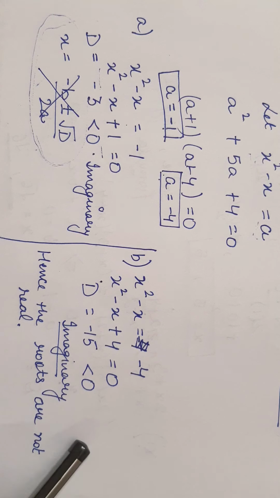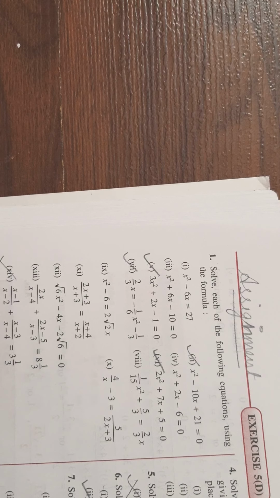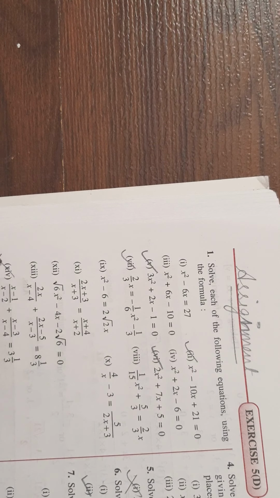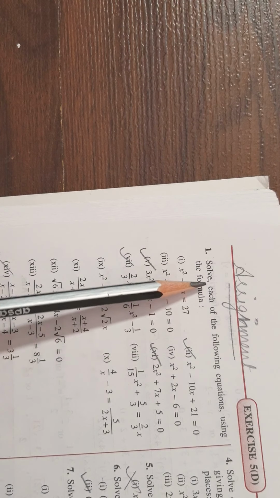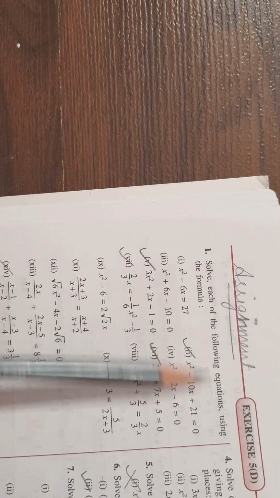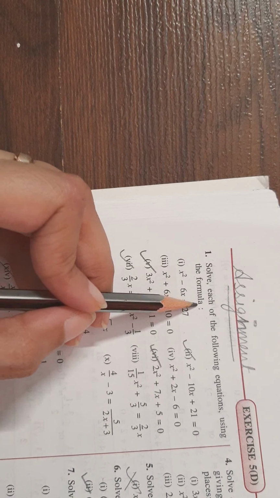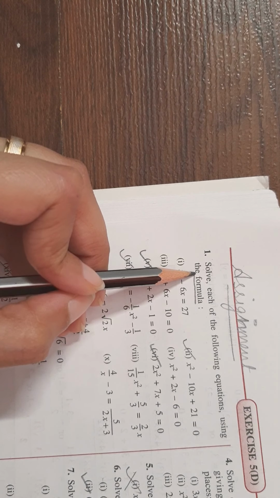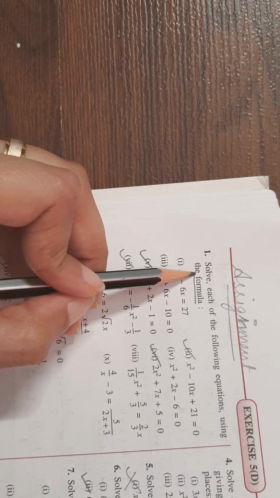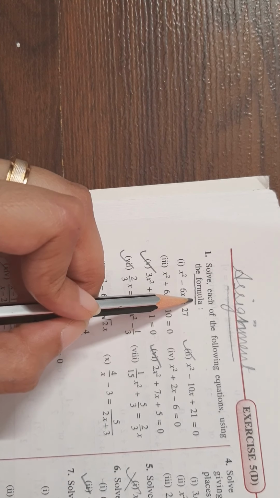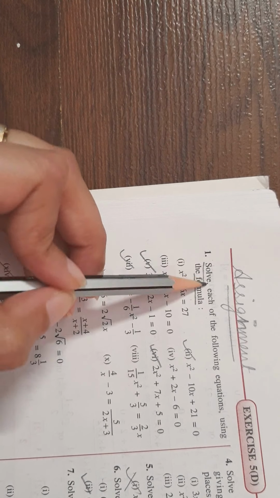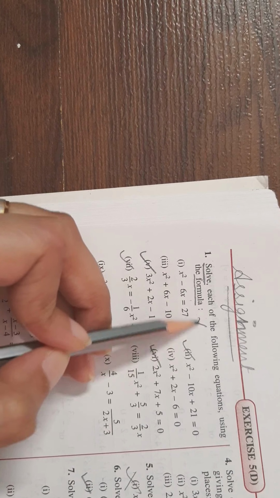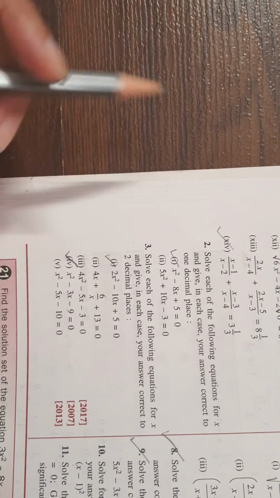Is that clear? Now let's move on to your assignment. This is your next assignment, exercise 5D. The questions which I have marked with the pencil, only those questions you have to do, and read the question carefully. Solve each of the following equations using the formula. So here you cannot solve by middle term splitting. Even if middle term splitting is possible, do not use that way. Use only the formula. And since they are asking us to solve only, you can leave your answer in roots.